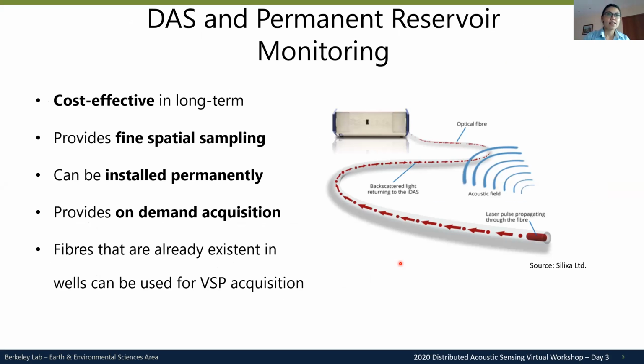So how can DAS help us here? Well, DAS uses fiber optic cables, right? Fiber optic cables we can deploy permanently. They last a really, really long time if you deploy them permanently, and because they can be deployed permanently, they end up being cost effective in the long term. We are able to acquire fine spatial sampling with the DAS data, a lot finer than what we usually get with geophones. And because the fiber is installed permanently, we are able to have on-demand acquisition. So we don't have to wait 2 years or 5 years anymore. We can just acquire data anytime.